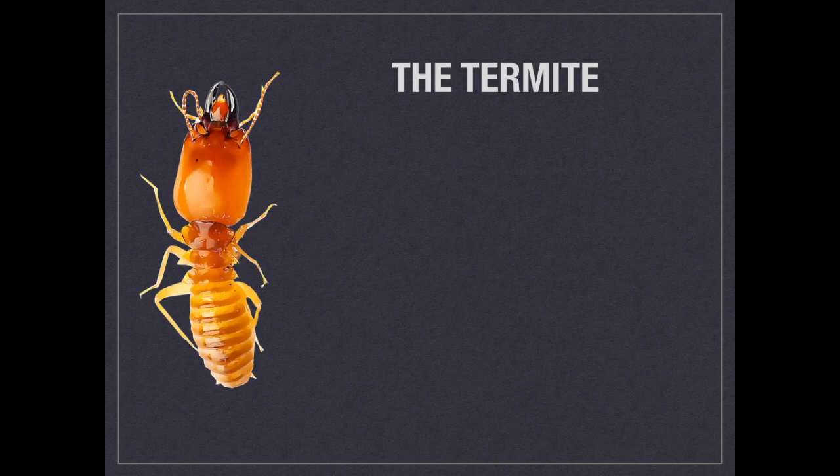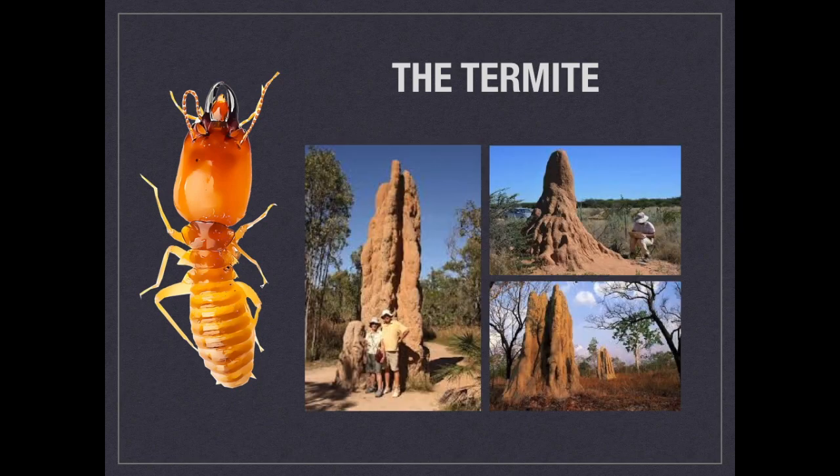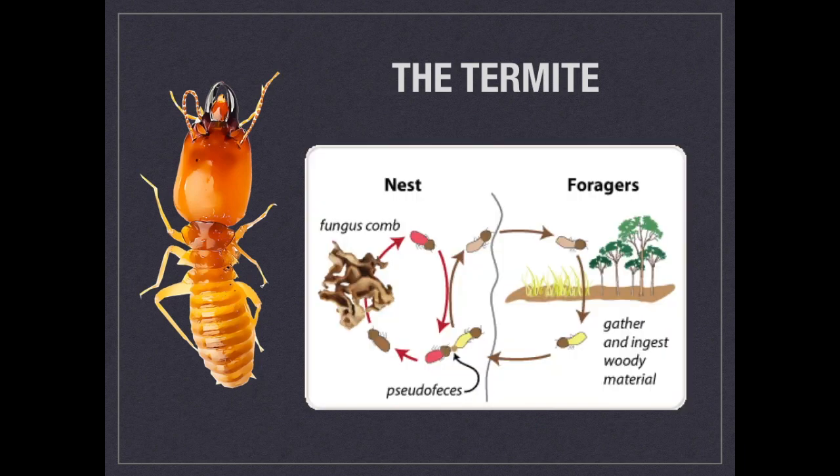So, enter the termite. Small but hardworking, these insect colonies create structures for themselves called mounds that can reach up to 25 feet high and are sturdy enough that dynamite is required to remove them. These termite colonies are split into two groups, the foragers and the nest.